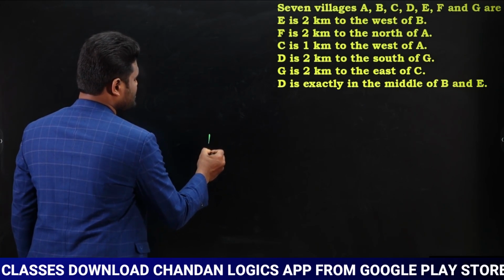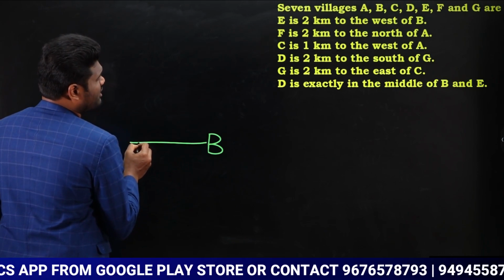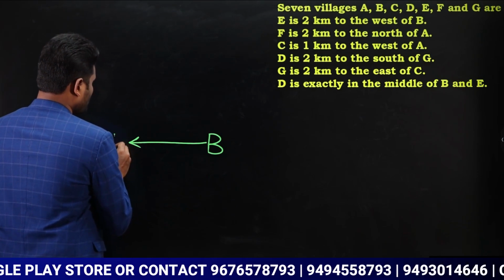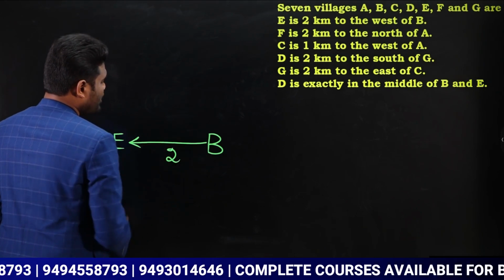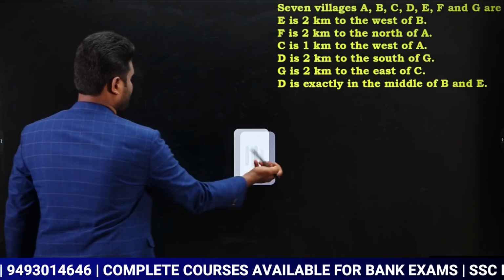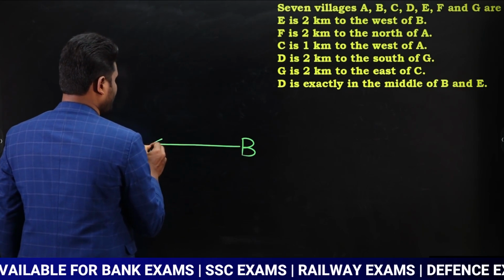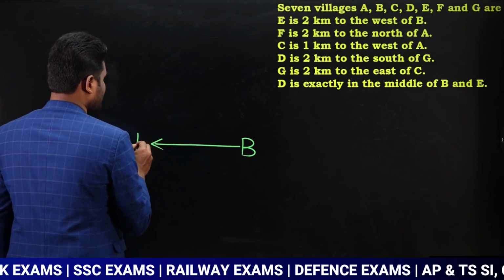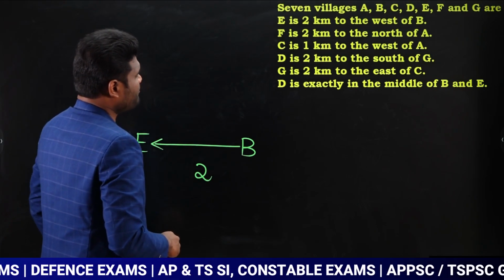Let us say this is B. If this is B, E is 2 kilometer west. So E is going to be 2 kilometer to the west of B. Okay. This is B. For B, 2 kilometer west, there is E. So E is 2 kilometer to the west of B.